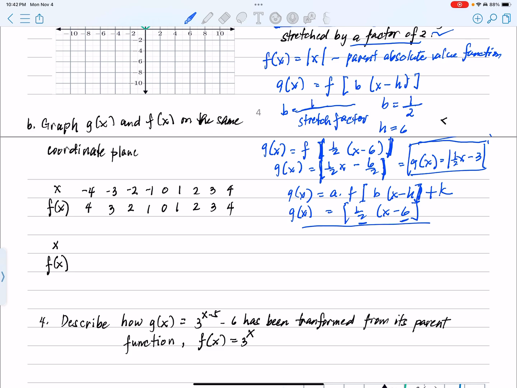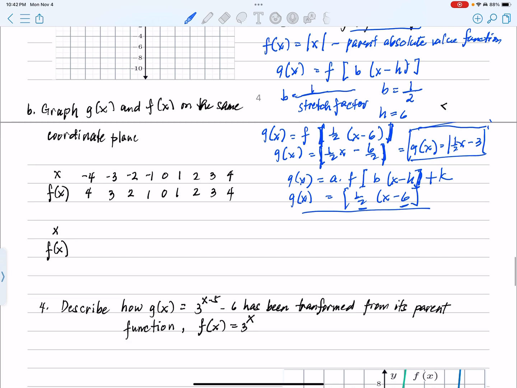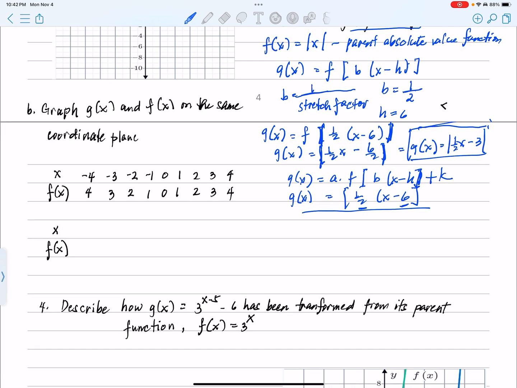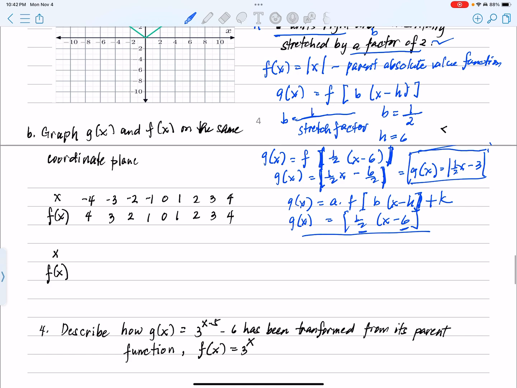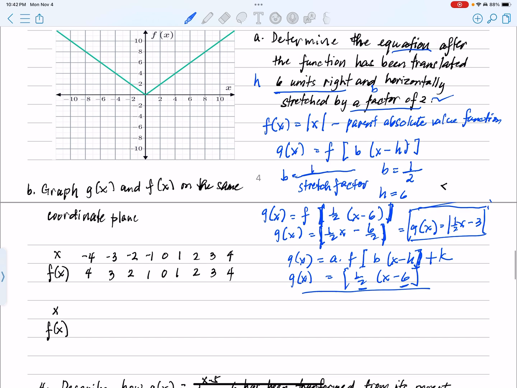All right. Graph g of x. This is question B. Graph g of x and f of x on the same coordinate plane. If we are going to graph, let's apply this idea. Using a table of values of f of x may help us with the horizontal stretch of the function. A table of values is given.